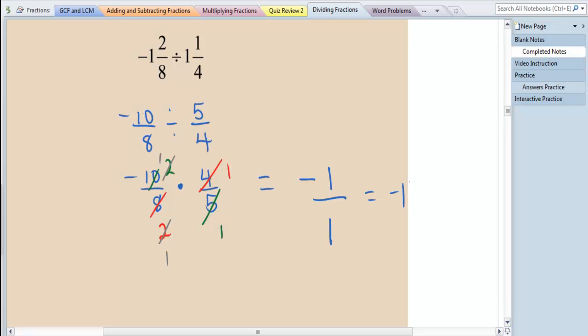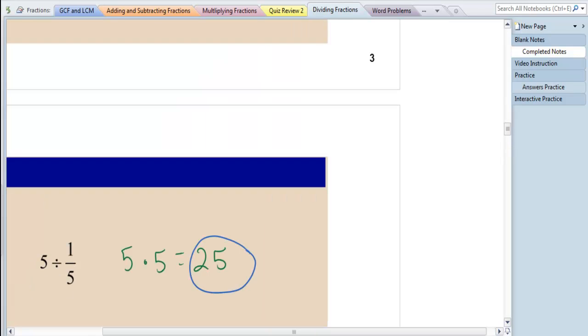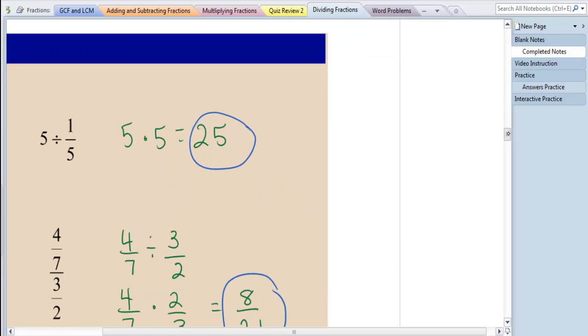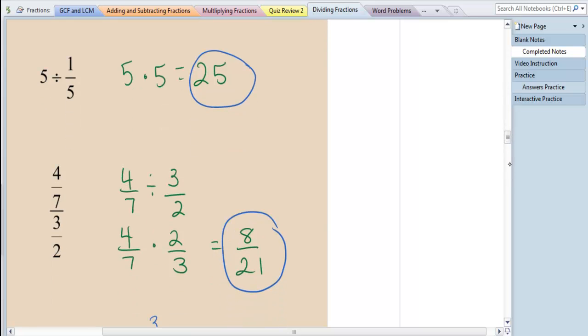So my answer is negative 1. Try the problems on the next page. Keep in mind as you're working on them that this is the division bar for the second problem. So it's 4/7 divided by 3/2. For the first problem, you should end up with 5 times 5, because the reciprocal of 1/5 is 5, which is 25. In the next problem, we have 4/7 divided by 3/2, which becomes 4/7 times 2/3. There's nowhere to cross cancel, so you end up with 8 over 21.